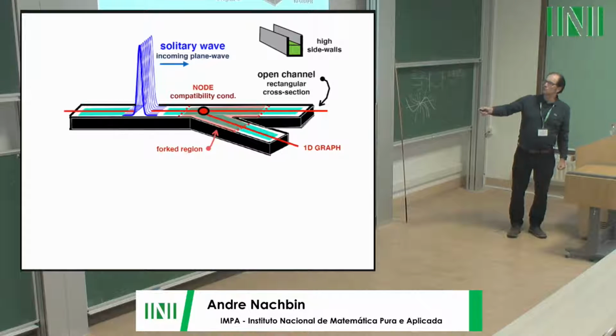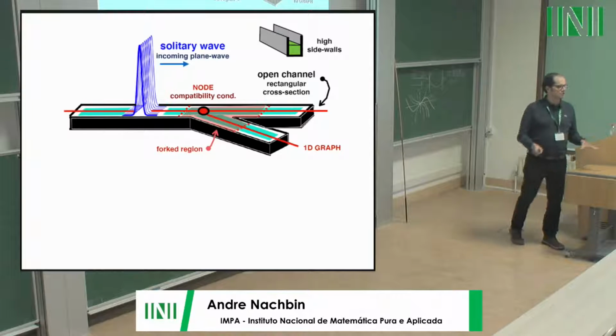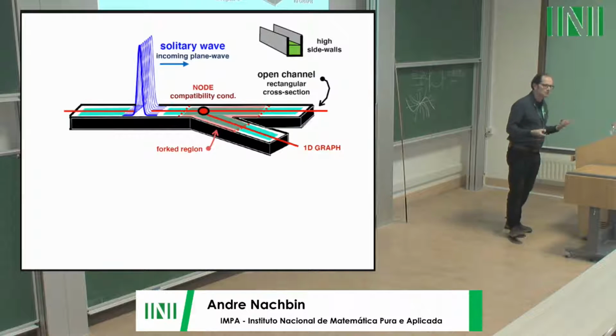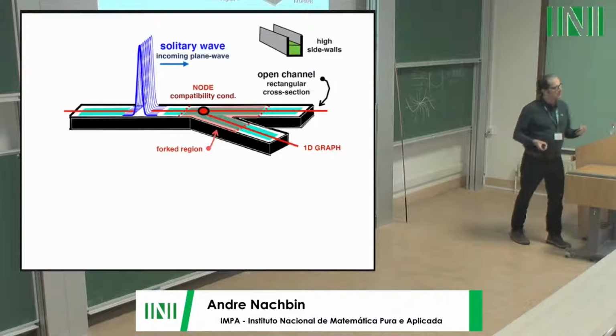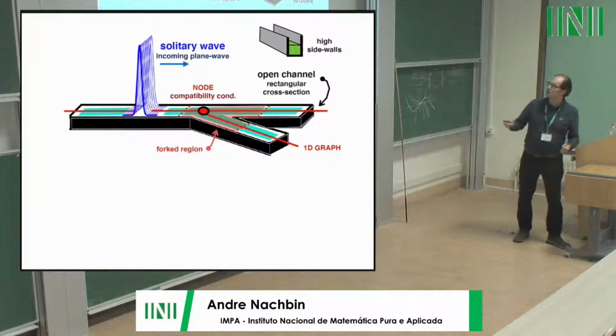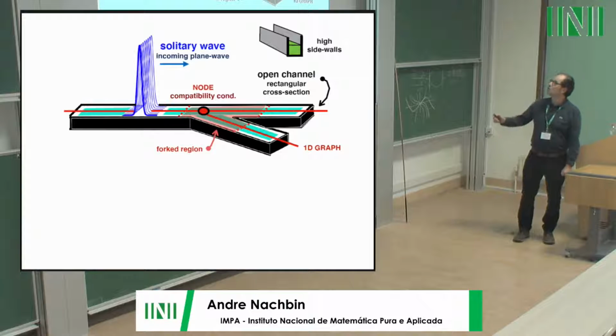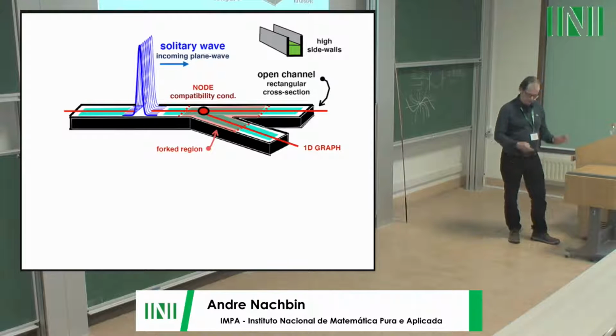The problem that I will start working on is a 2D problem. And what I want to do, my interest, and something that surprised me and got me kind of excited in this problem, is how to reduce this 2D open channel problem to a graph, and you will see why. And when we reduce it to a graph, then we will need a compatibility condition at the node. Okay, so this is the 1D graph. This is the forked region. I'll show you what happens. The dynamics is more complicated in this region. Out here, basically, it's like a plane wave.